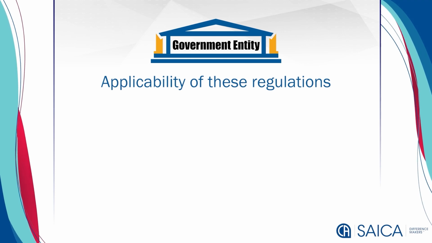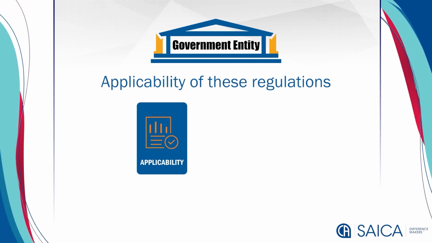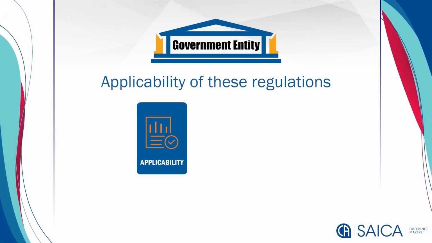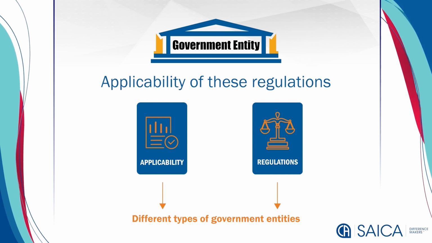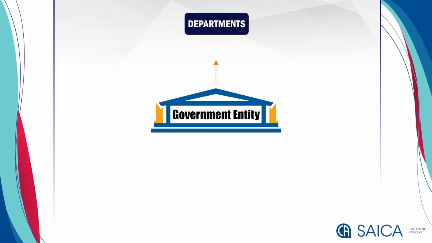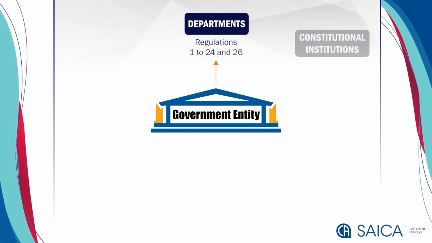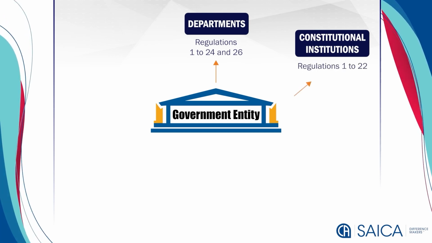Applicability of these regulations. Any reader of these regulations must familiarize themselves with the applicability section, since it outlines which aspect of the regulations applies to the different types of government entities. The application is as follows. Departments, Regulations 1 to 24 and 26. Constitutional institutions, Regulations 1 to 22.